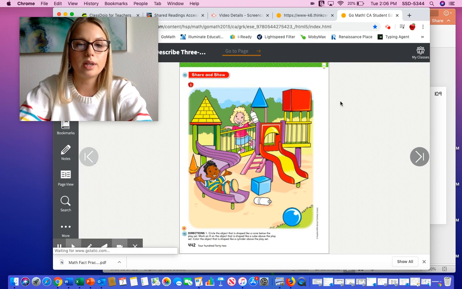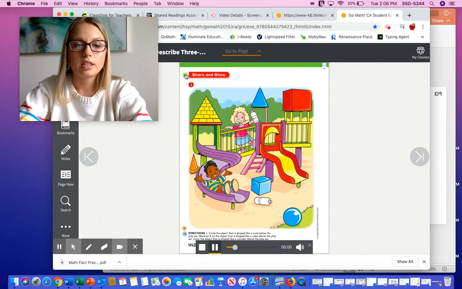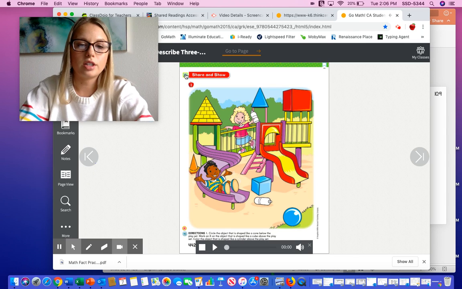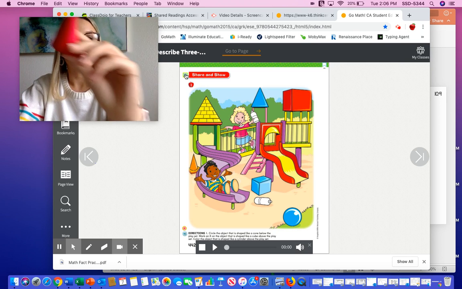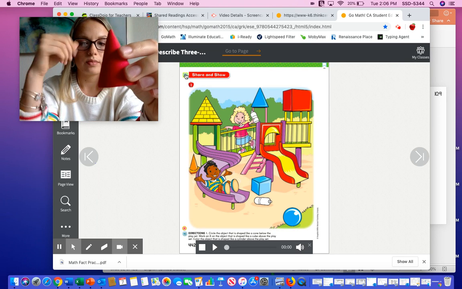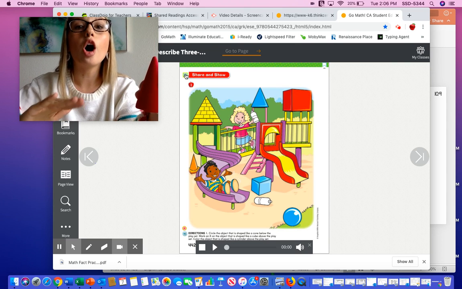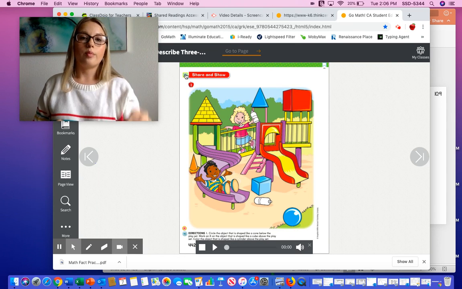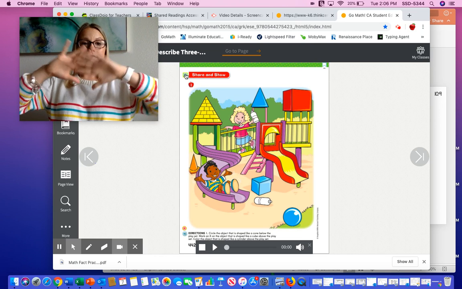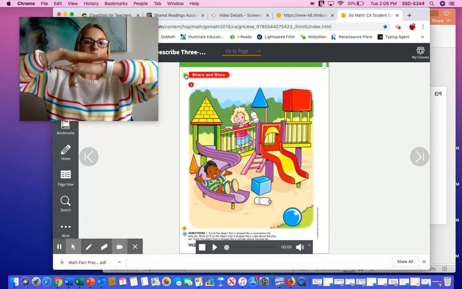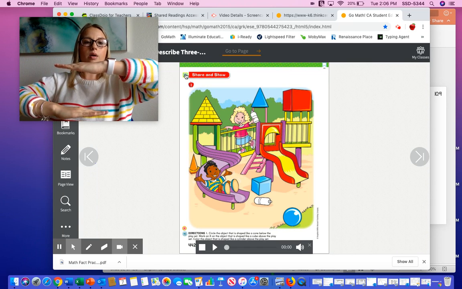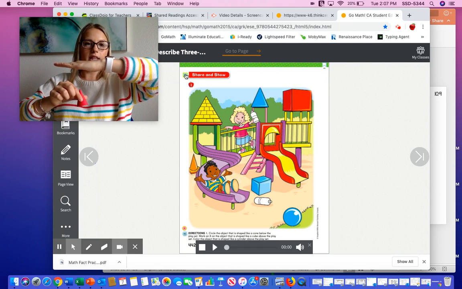Find red apple number 1. This is a share and show. Okay, here's our directions. Circle the object that is shaped like a cone that is below the playset. So we know that below, if this is the playset here, below is not up here because that's above. We're looking for something below the playset that is shaped like this.